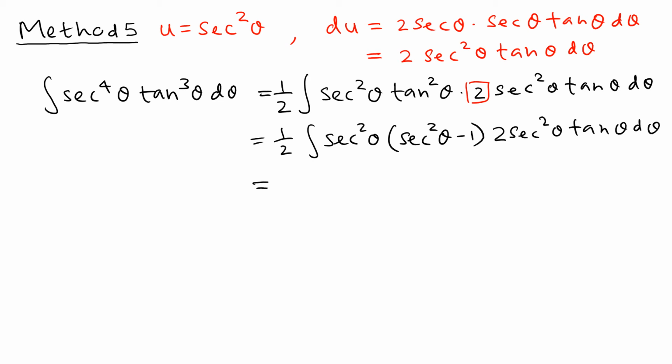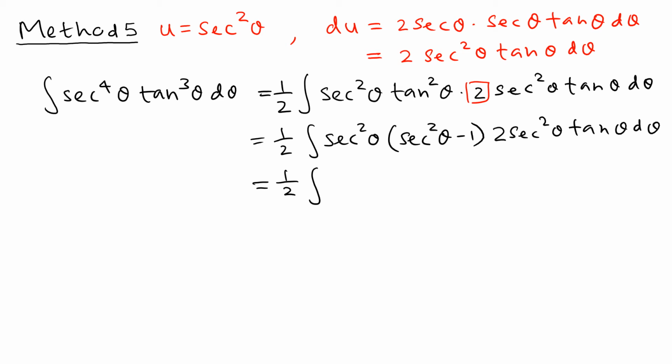Remember that when you substitute, we change the variable at the same time. You can't just change part of the integral to u and part of the integral to theta. Either the whole integral will be in terms of theta, or the whole integral will be in terms of u. That's how we have to write all the steps, otherwise it's wrong.